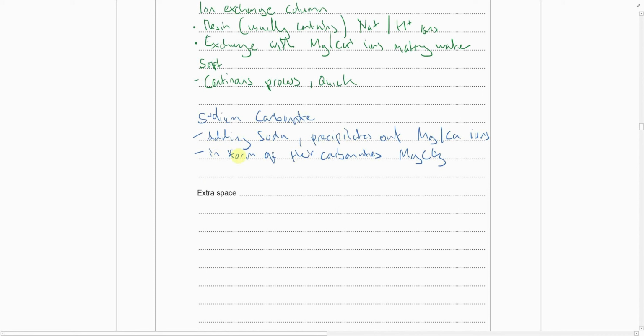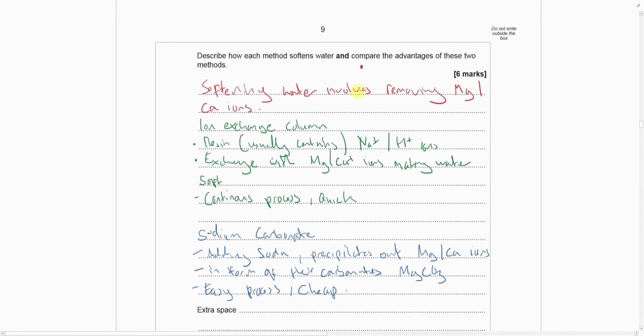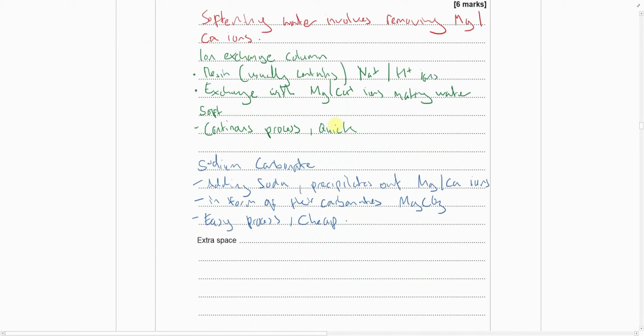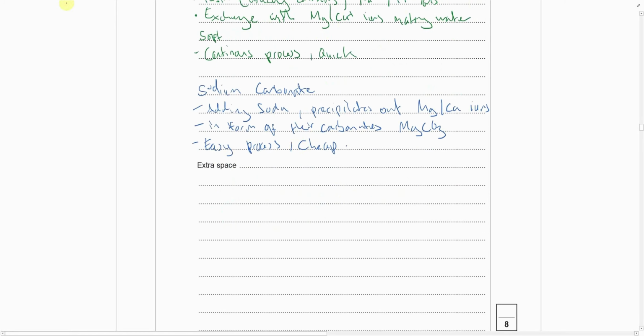Well, adding sodium carbonate, it's a really easy process. You just add it. Easy process. And compared to having to buy this resin, it's actually very, very cheap, which is another advantage. And I see no reason why that wouldn't get you all the 6 marks. You've talked about how water's been softened. You've got this ion exchange column, describing how that works. And then you've got your sodium carbonate and how that works, and the advantages of each as well.